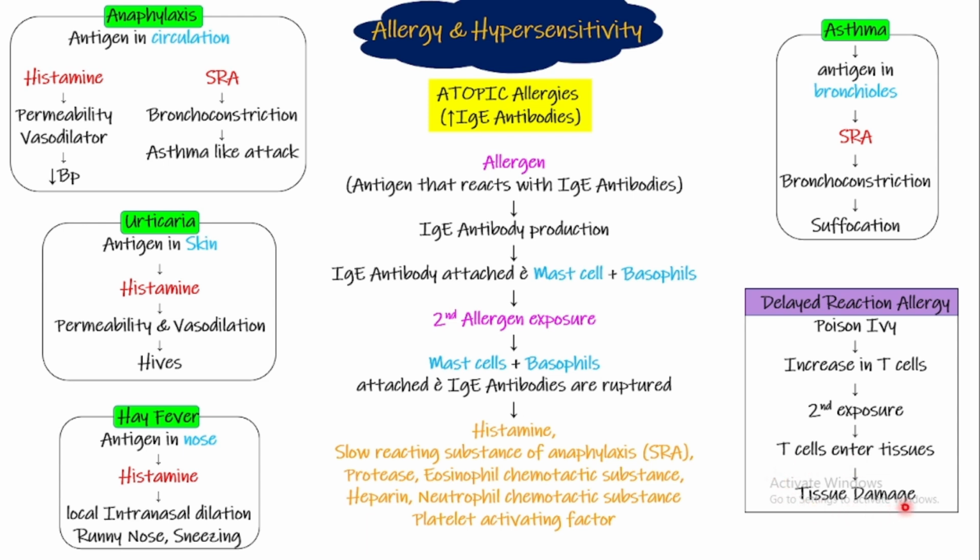Okay? So, delayed reaction allergy, which is a type of non-atopic allergy, there is a plant named poison ivy, which when it touches the skin, there is increase in T cell production there in the skin. And on the second exposure, these T cells just enter the tissues and they start damaging the tissues. Okay, so this is delayed reaction allergy.